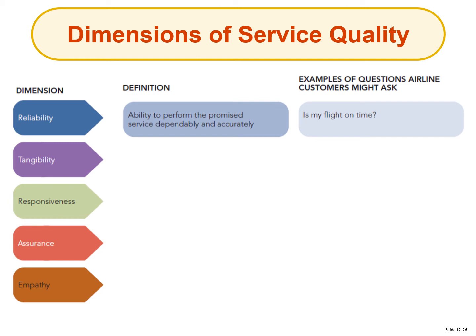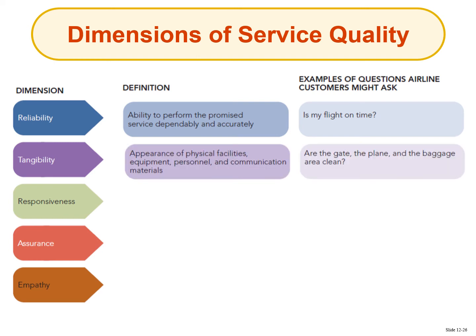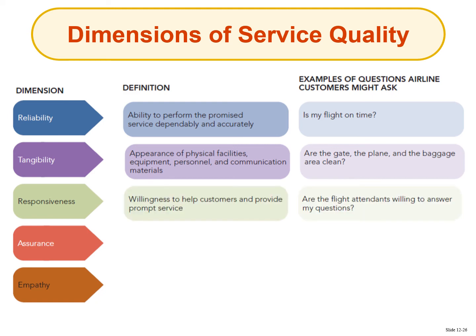So that's reliability. Now, the next one is tangibility, and we've talked about this, tangibilizing the intangibles, which is appearance of physical facilities, equipment, personnel, and communication materials. Are the gate, the plane, the baggage area clean or not? So based on that, you're going to create a judgment for that airline service provider.